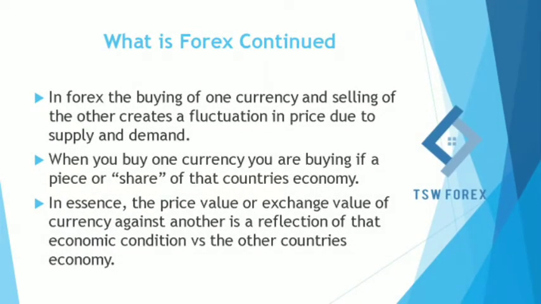So in Forex, the buying of one currency and selling of the other creates a fluctuation in price due to supply and demand. And I'm sure a lot of you know how supply and demand affects the market. When you buy one currency, you are buying as if you're buying a piece or a share of that country's currency. So in essence, the exchange value of one currency against another is a reflection of that economic condition versus the other country's economy.